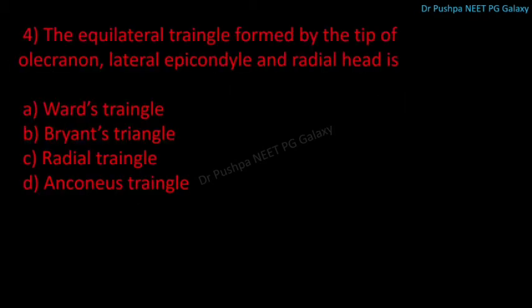So the next question is, the equilateral triangle formed by the tip of olecranon, lateral epicondyle and radial head is called Ward's triangle, Bryant's triangle, radial triangle, or Anconeus triangle. The correct answer is Anconeus triangle. So what is this Anconeus triangle?